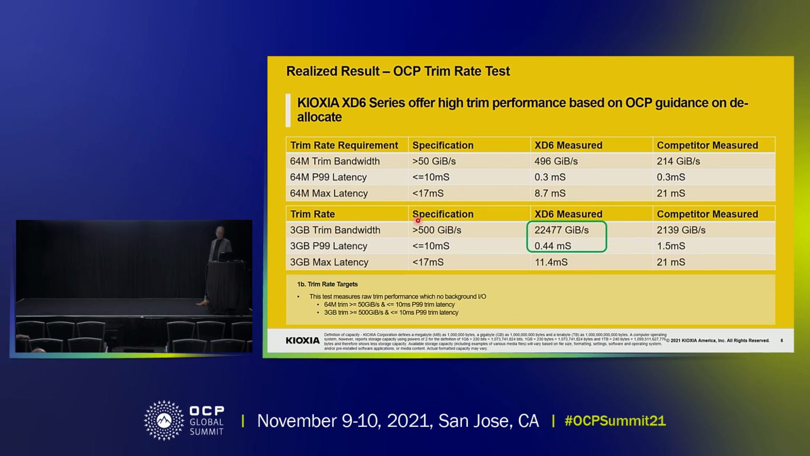The more interesting one is down into the 3 gigabyte trim. The requirement was 500 gigabytes per second. The number kind of blows my mind, and I have to check the zeros every once in a while. It's about 22 terabytes per second of trim bandwidth. Given the situation that we had 5 years ago, having that kind of trim bandwidth available to us is pretty spectacular, to say the least. And for the 22 terabytes of trim bandwidth, we could have a command latency of 400 microseconds. Compare that to either a competitor drive or the specification, we exceeded that pretty spectacularly. I'm pretty happy with this.